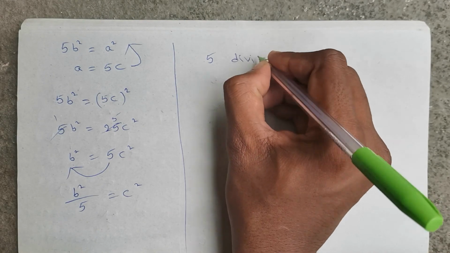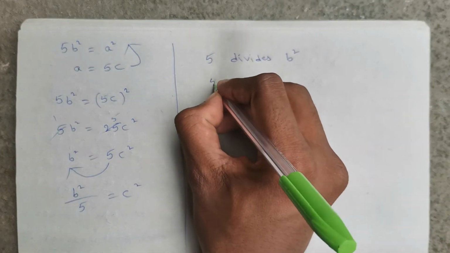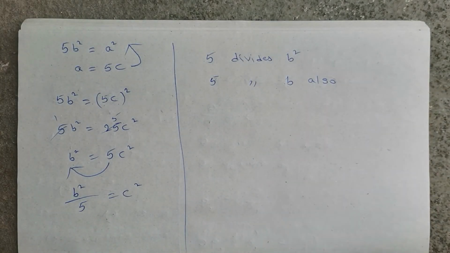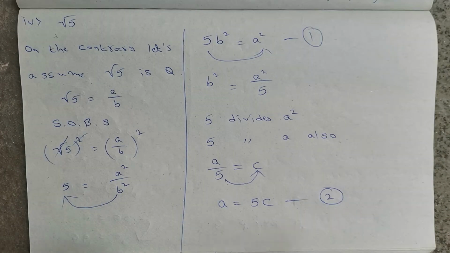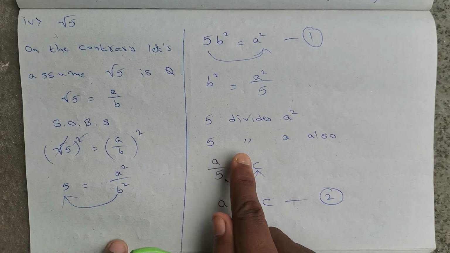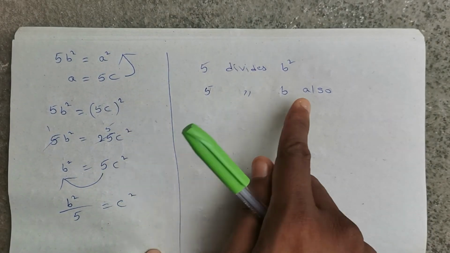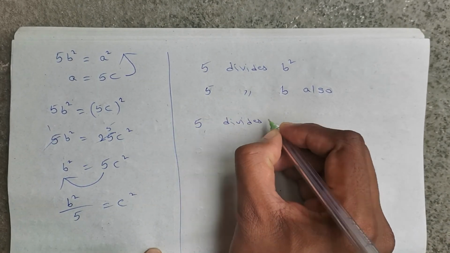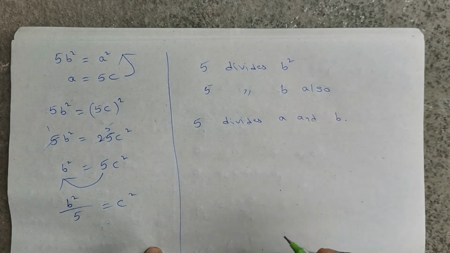5 divides b square. If 5 divides b square, 5 divides b also. In the previous step, we got 5 divides a. And now we got 5 divides b. So I can conclude 5 divides a and b.